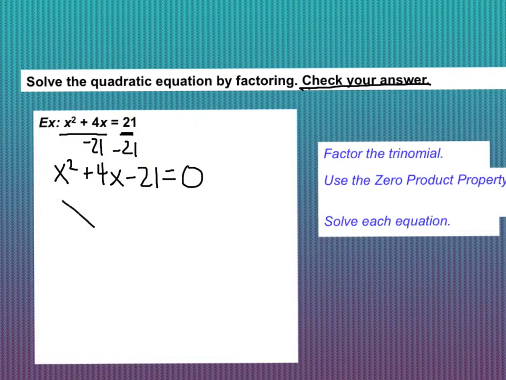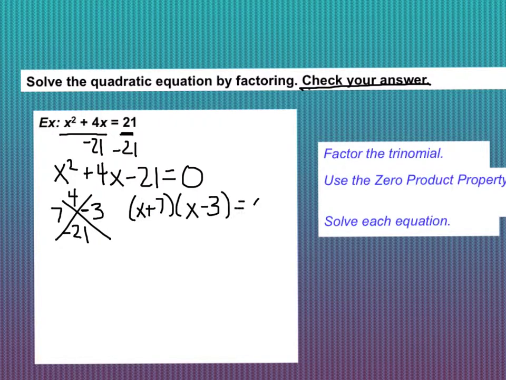So I'm going to use the x method. 4 up top, negative 21 on the bottom. And two numbers that would work would be 7 and 3. And the 3 needs to be negative since I want positive 4 as my outcome when I add the two factors together. And my two binomials are x plus 7 and x minus 3.